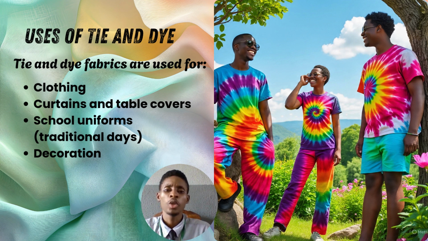Take a look at this picture. Wherever you've seen a fabric that looks like this on someone's body, take note that that is the work of tie and dye. The pattern is there, everything is beautiful. Then curtains and table covers are also made using these methods. Also school uniforms, yes, in traditional days they used it for school uniforms, and as well for decoration. So take note, these are the major uses of tie and dye fabrics.